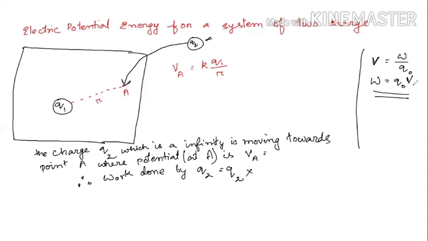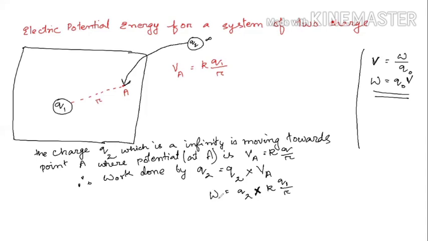Because this V value is nothing but the potential at a point to which this Q naught is brought. Now, since at point A we are having this VA potential, which is nothing but KQ by R, we are going to use this potential value at A. So if you replace this VA value, it is nothing but K Q1 by R.